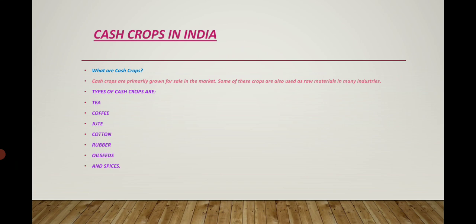Cash crops in India. So, before getting into the discussion about cash crops, we first need to know what cash crops are. Cash crops are primarily or mainly grown for sale in the market. Some of these crops are also used as raw materials in many factories or industries. Now let's discuss the types of cash crops. The types of cash crops are tea, coffee, jute, cotton, rubber, oilseeds, and the spices.